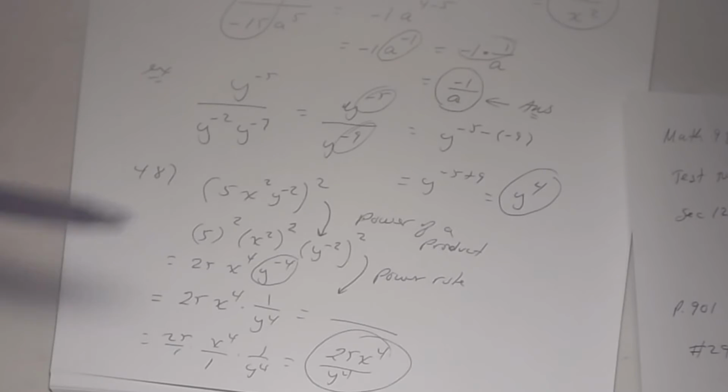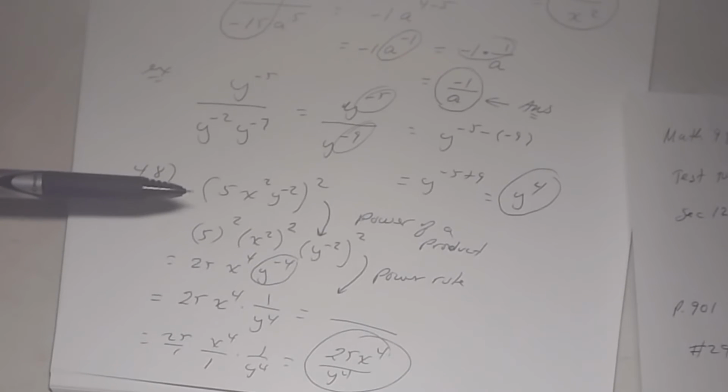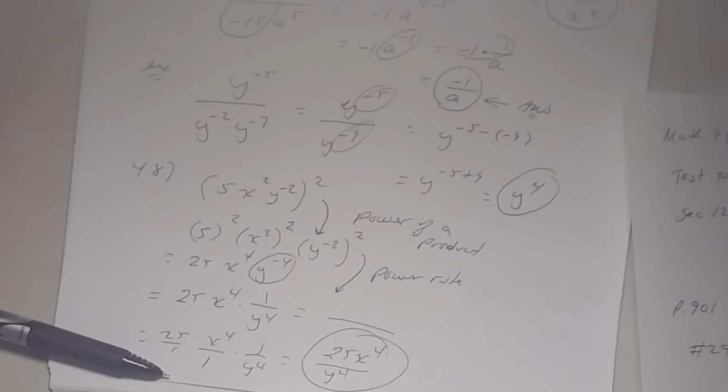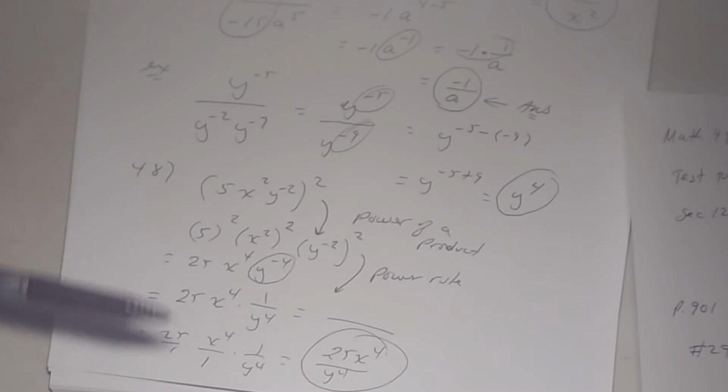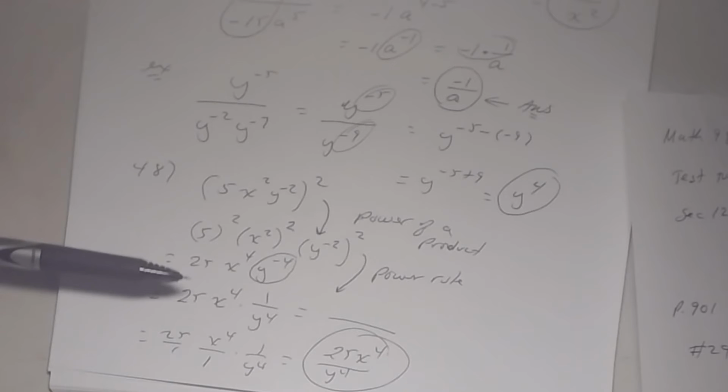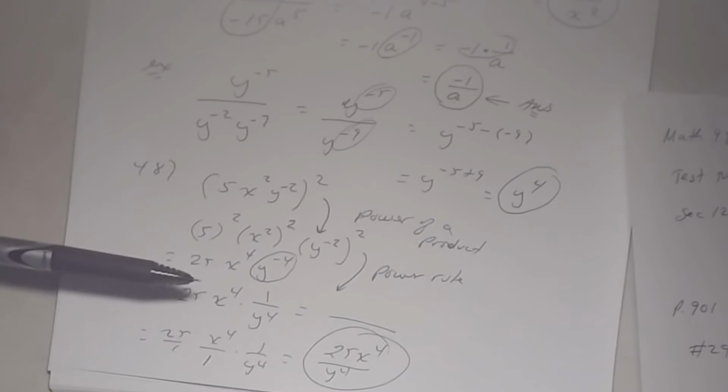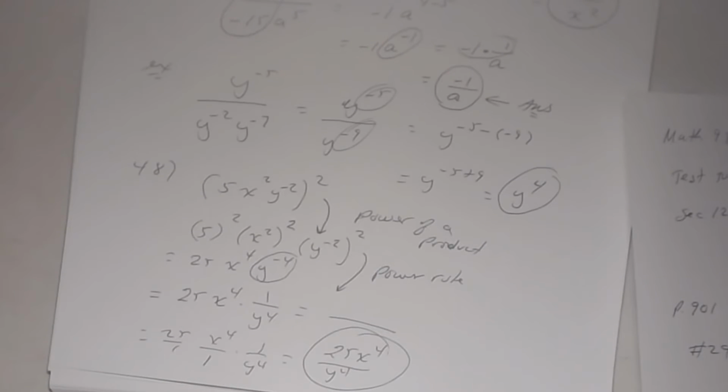But notice it's difficult to go from the problem to the answer. So you need to do these steps, and remember, rewrite it 25 over 1, x to the 4th over 1, and 1 over y to the fourth, and then remember how to multiply fractions. You multiply numerators together, and then you multiply the denominators together.